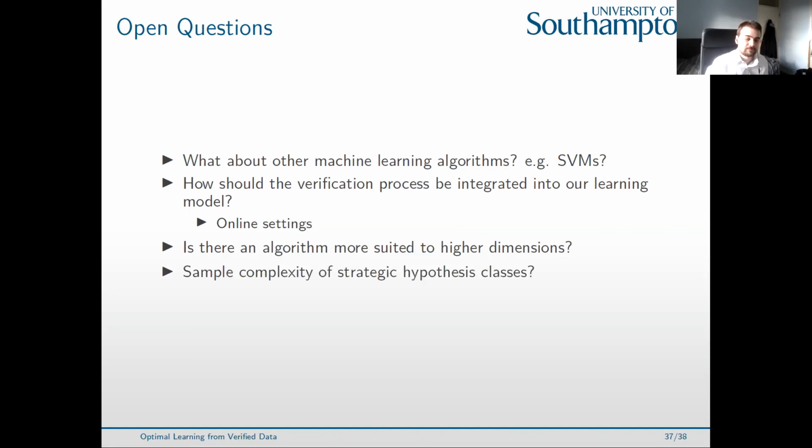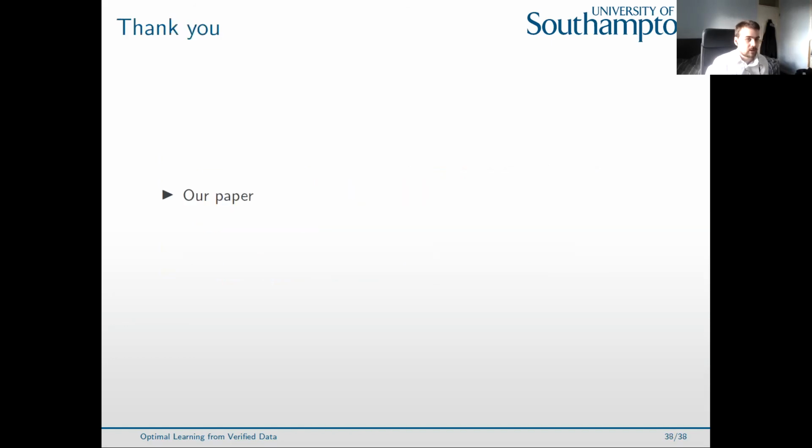And also, as I mentioned, this open question of strategic hypothesis classes. How do you bound the sample complexity of these things in practice? What kind of techniques can you use to bound these? And what can we say about them in practice? And there's very little work on this so far, and I think it's very interesting, and there's a natural extension to the pattern learning framework. Yeah, that's all I had to say. I've included a link to our paper.